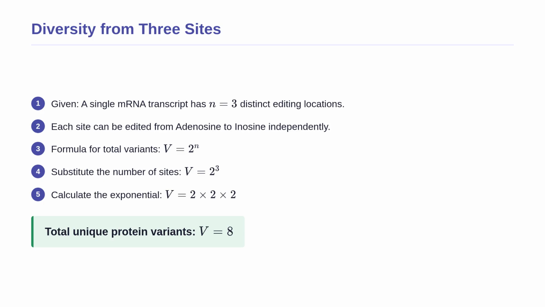Physically, this beautifully illustrates how a single gene can produce 8 completely different protein versions just by mixing and matching edits at 3 locations, requiring absolutely no extra DNA.